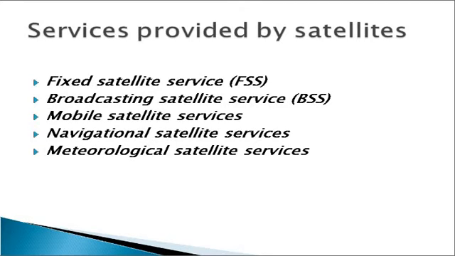Broadcasting satellite services are intended mainly for direct broadcast to the home, sometimes referred to as direct broadcast satellite service. In Europe, it is known as direct to home (DTH) service. Mobile satellite services would include land mobile, maritime mobile, and aeronautical mobile. Navigational satellite services include the global positioning system (GPS), and satellites intended for the meteorological services often provide a search and rescue service.